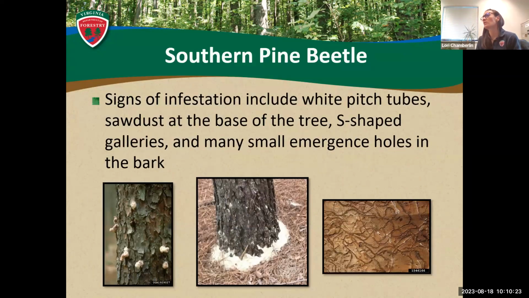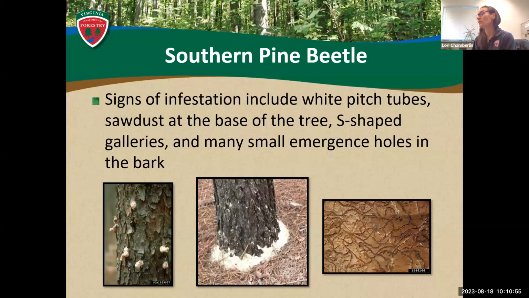So here are some things to look out for. Here are signs of a southern pine beetle infestation. The first thing I always look for are pitch tubes on the trunk of a pine tree. And so you can see pictures of these pitch tubes here on the left. As the beetles bore into the tree, the tree responds by pushing out resin to try to push the beetle out. And that's when these pitch tubes develop on the bark of the pine tree. They kind of just look like little kernels of popcorn.